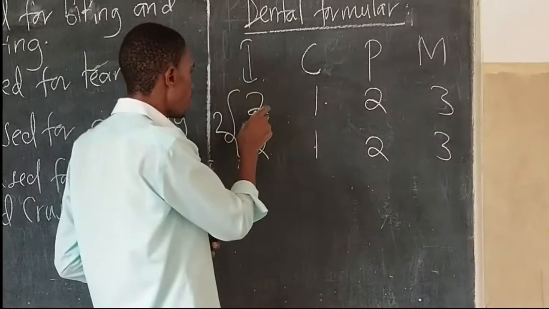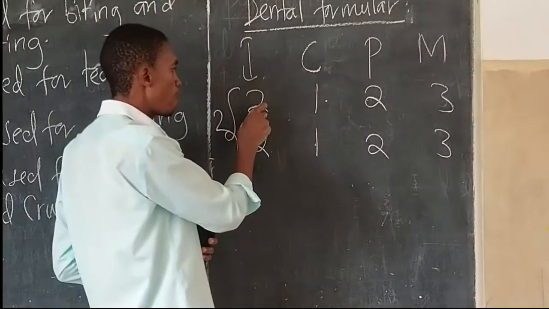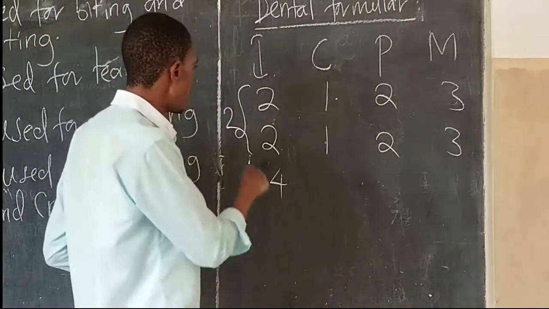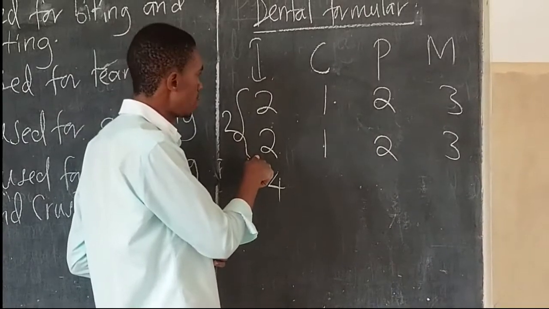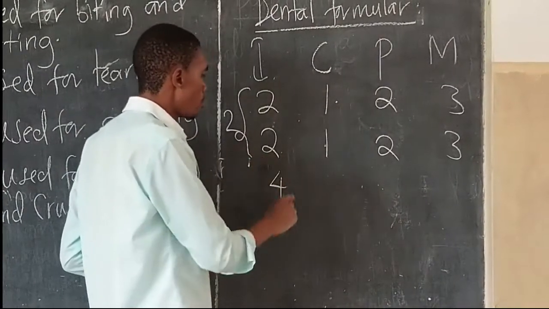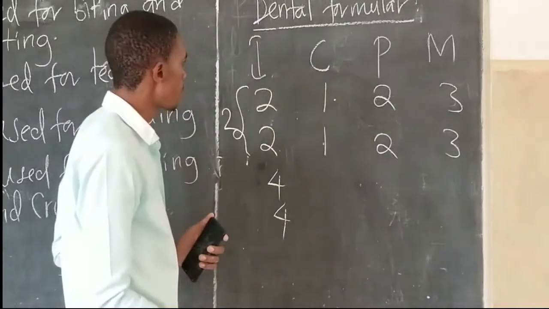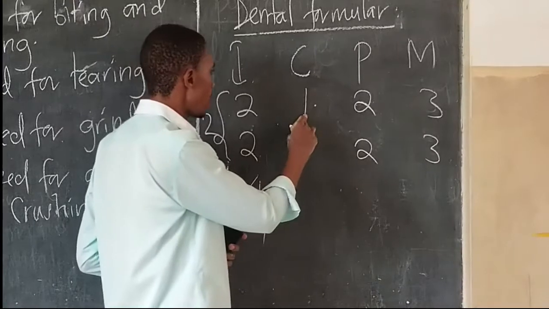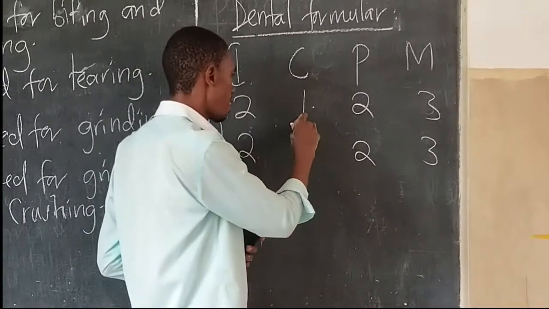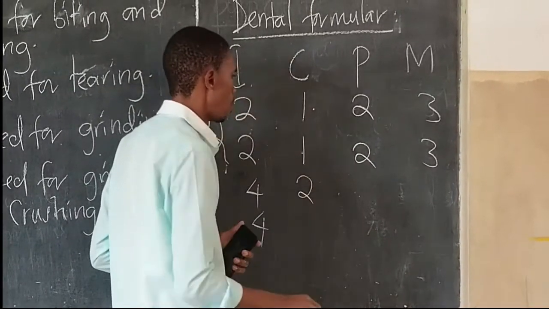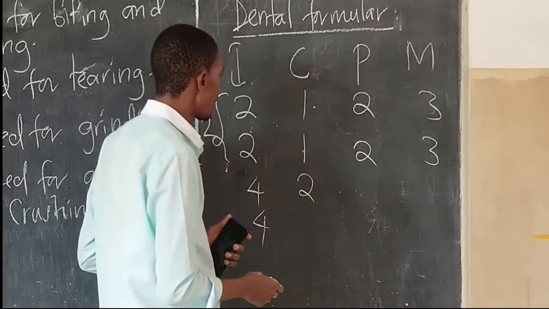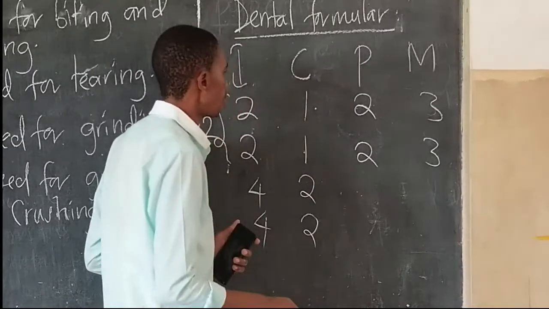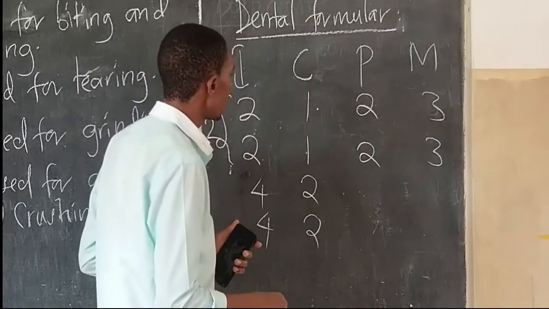When we multiply by 2, the incisors of the upper jaw give 4 teeth. Also, when you multiply by 2, the incisors of the lower jaw give 4 teeth. When you multiply the canine by 2, we get 2 teeth for the upper jaw, and also 2 canine teeth for the lower jaw.